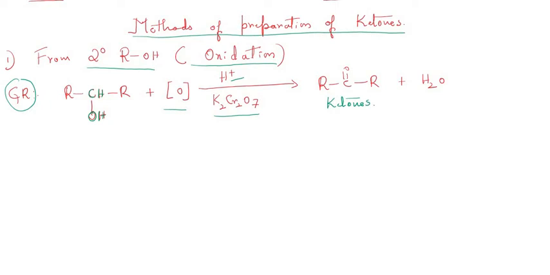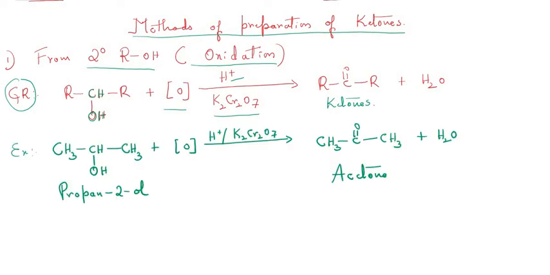Let us have an example. In this example I have taken propan-2-ol, because the OH group is attached to a carbon atom which contains only one hydrogen, and if you see the nomenclature, 1, 2, 3, propan-2-ol. A secondary alcohol when subjected to oxidation using acidified K2Cr2O7 gives our product that is called acetone.